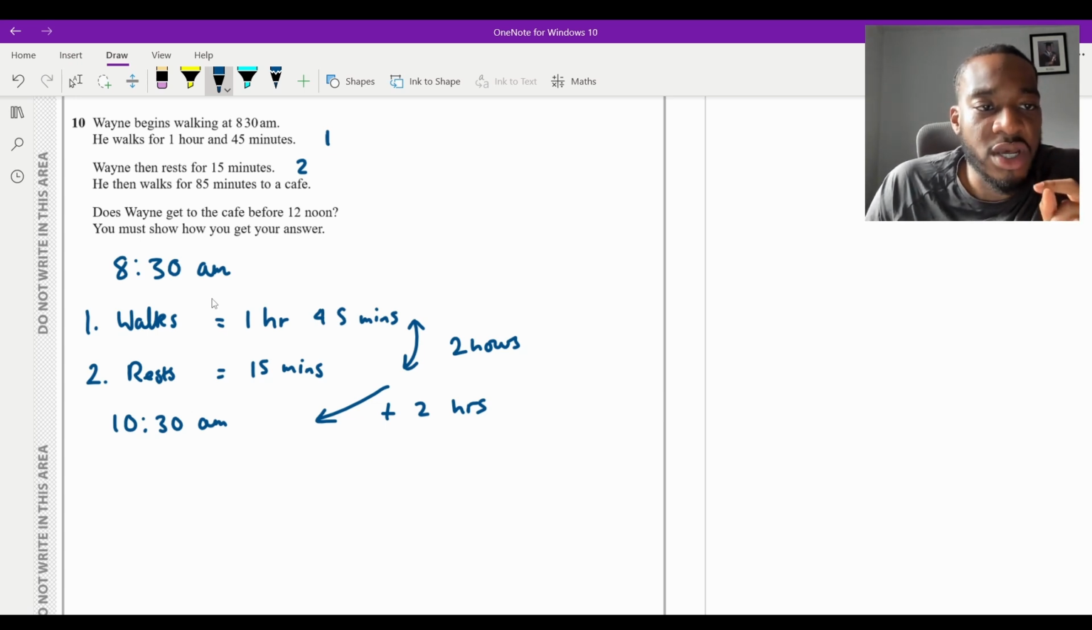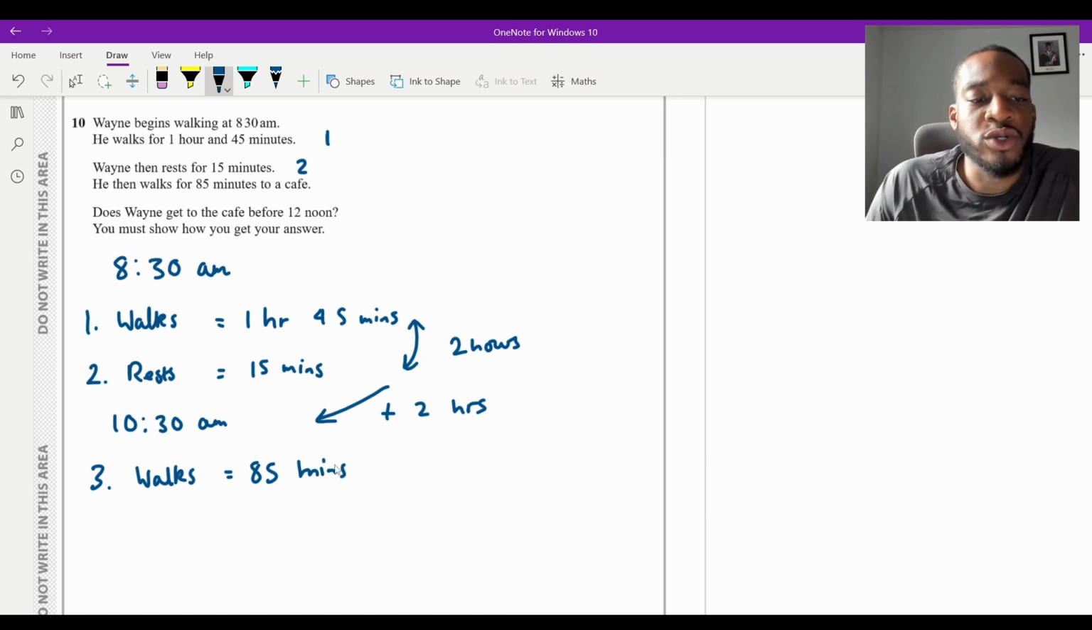Now, what else do we know? After the 2 hours, he then walks for 85 minutes to a cafe. He walks again, and this takes 85 minutes. Now, what I would do is convert this into hours and minutes, right? Well, we know that there's 60 minutes in an hour, so 85 minutes is 1 hour plus 25 minutes. So in other words, it's just an hour and 25 minutes after 10:30 a.m.